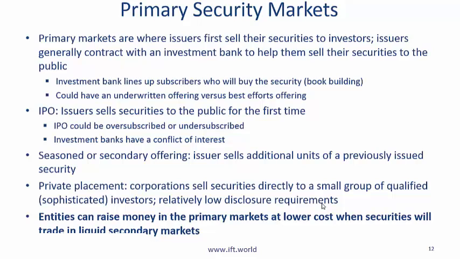After that, if the company issues shares again, then that's called a seasoned or secondary offering. Private placement is where corporations sell securities directly to a small group of qualified or sophisticated investors, and in this case, there are relatively low disclosure requirements. With IPOs, when a company is selling to the public, the disclosure requirements are quite heavy.